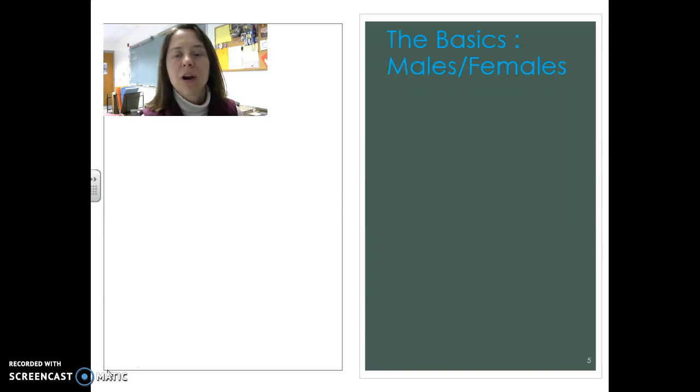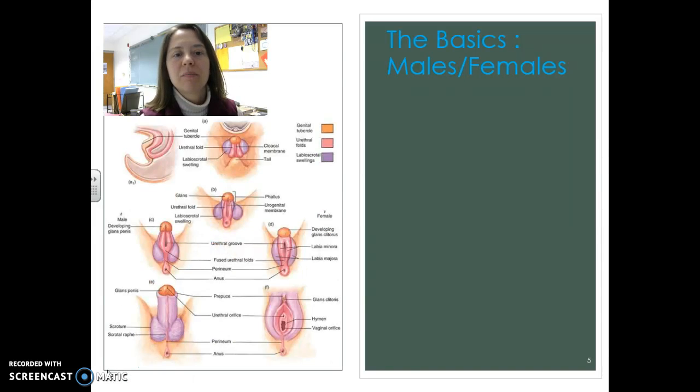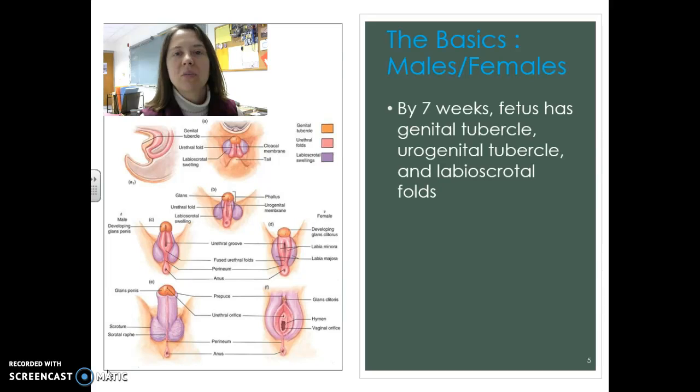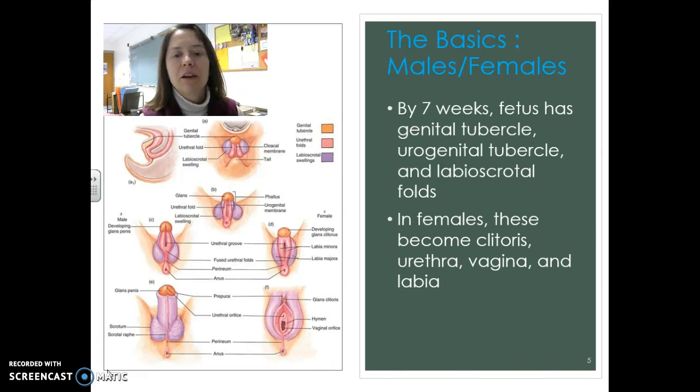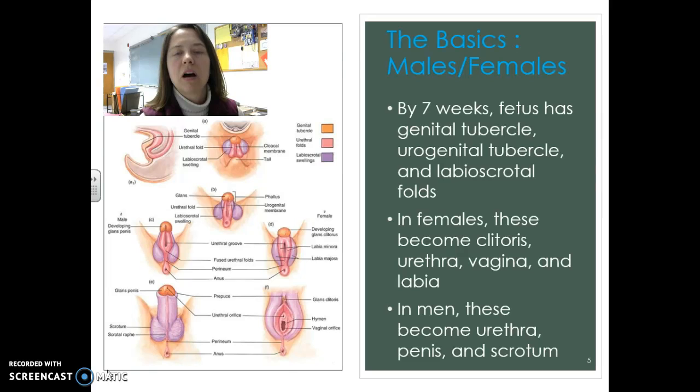Let's look a little bit more at the fetal development. By 7 weeks, the fetus has a genital tubercle, urogenital tubercle, and labioscrotal folds. If you remember, this is before the fetus has developed either masculine or feminine. In females, these will become the clitoris, the urethra, the vagina, and the labia. In men, these become the urethra, penis, and scrotum.